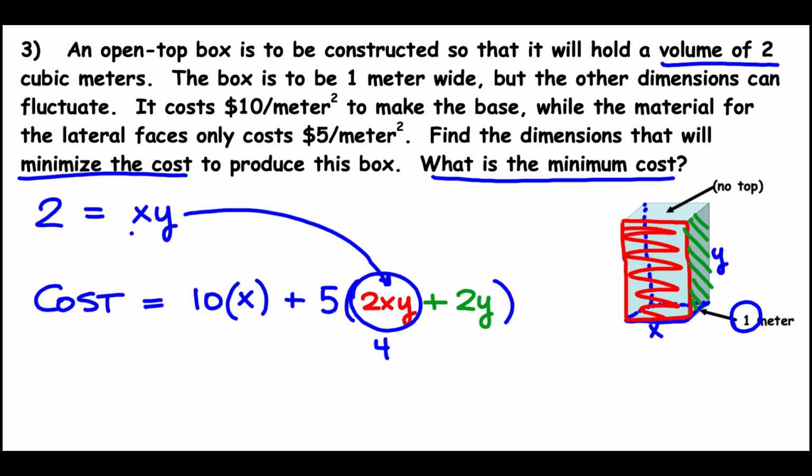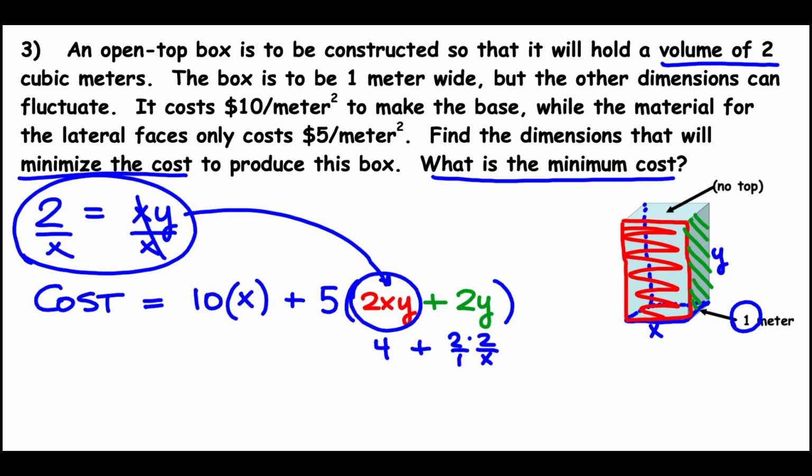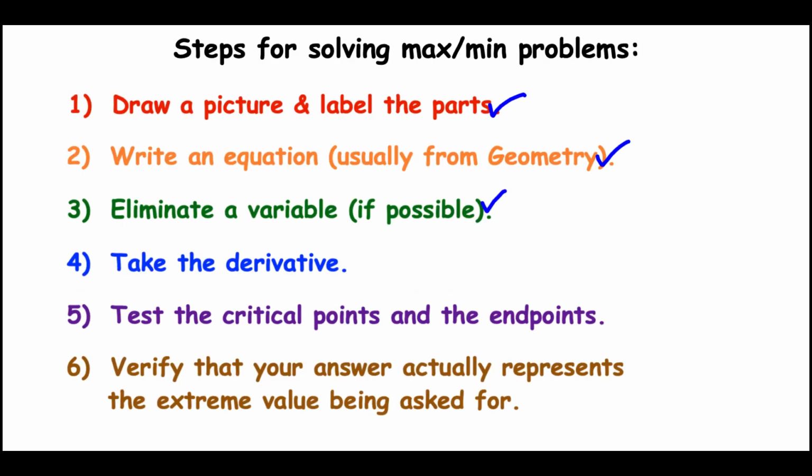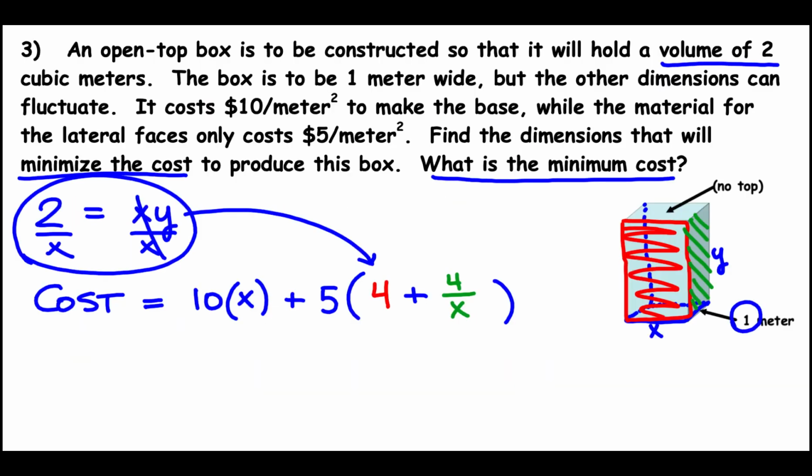And if I divide both sides of this equation by x, anytime I see y, I can replace a y with a 2 over x. So really, we're looking at 4 over x. All right, let me replace that. Good. We're down to 1 variable. We eliminated the y's. We're going to take a derivative, set it equal to 0, and test the critical points and endpoints, and then just make sure our answer makes sense. Before I take a derivative, let me clean it up a little bit, because it does look a little sloppy.